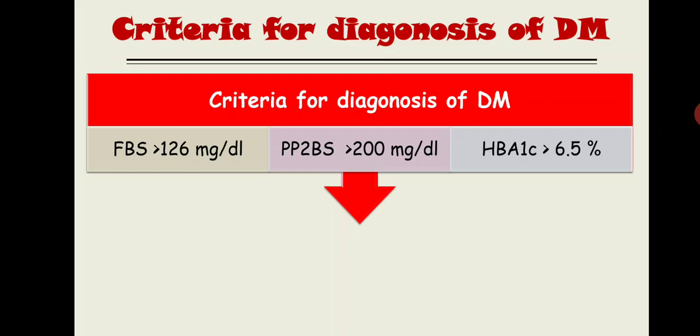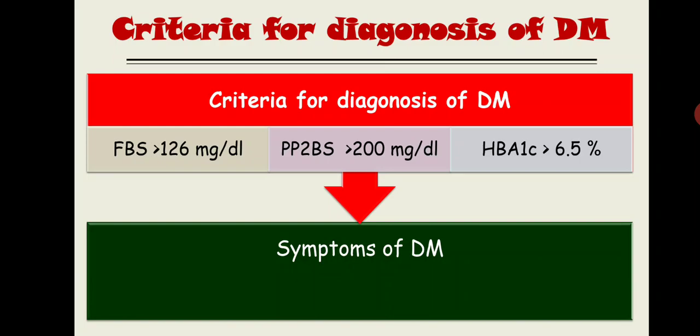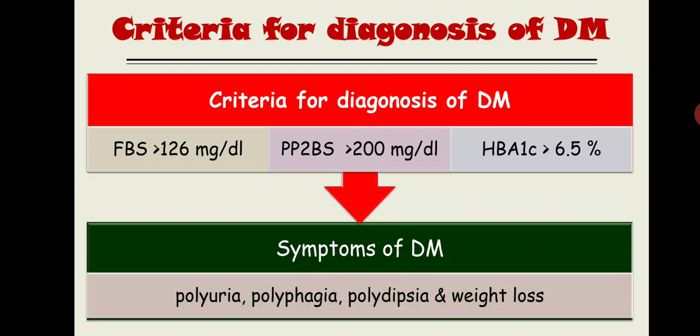Along with these figures, symptoms of diabetes mellitus should also be present for the diagnosis. What are the symptoms? Polyuria, polyphagia, polydipsia and weight loss. These are the symptoms of diabetes mellitus. So along with the criteria, along with the FBS, PP2BS and HbA1c, symptoms should also be present.